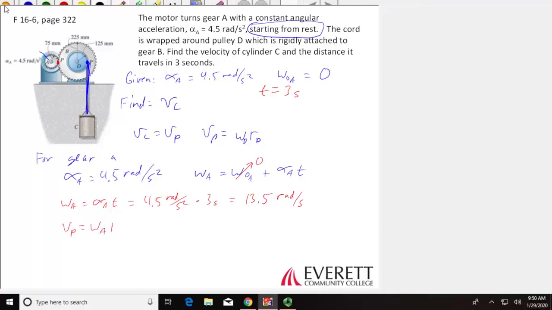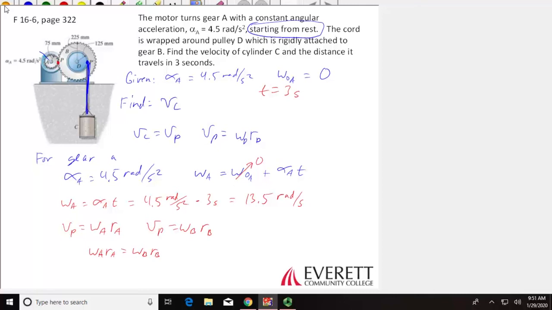Omega A, RA. Okay, for the same point, look at gear B. Pretend like gear A doesn't exist. What would the velocity of P be relative to gear B? Omega B RB, right? So if that is the velocity of P for both equations, then I can say omega A RA equals omega B RB.